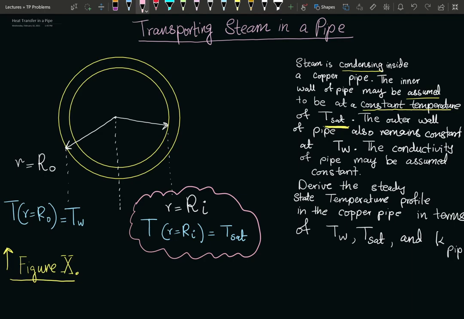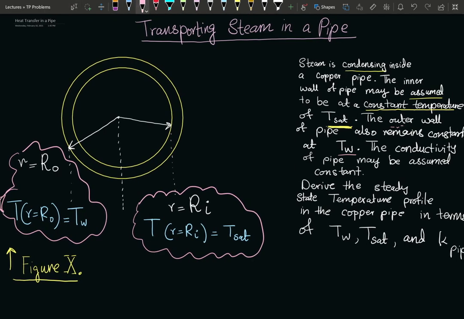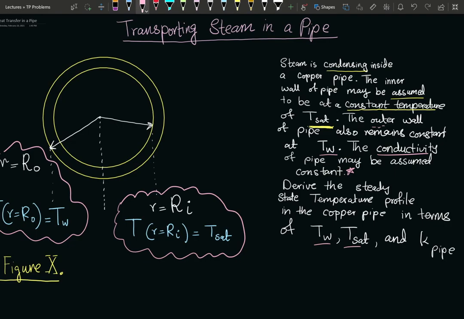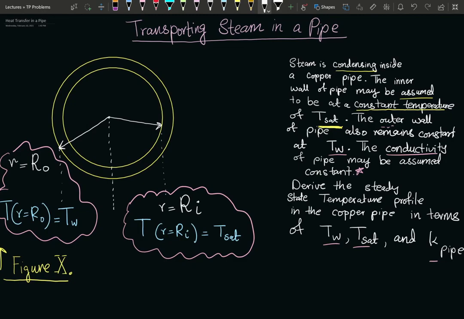The outer wall, all right, let's go back here. The outer wall also remains constant at T wall. So I have my two boundary conditions, one at the inner surface of the pipe and one at the outer surface of the pipe. The conductivity of the pipe may be assumed constant. All right, cool. Derive the steady state temperature profile in the copper pipe in terms of these. Oh, and I'm sorry, we're also going to need the inner and outer radius as parameters.